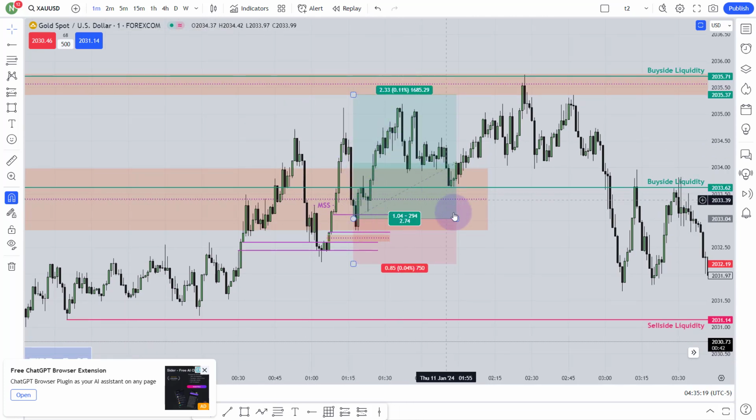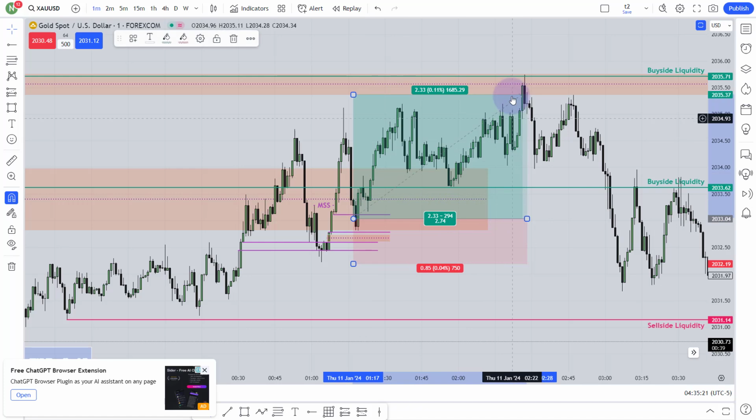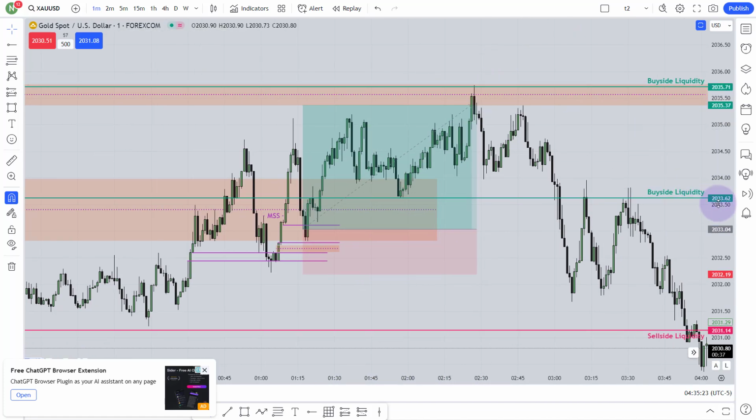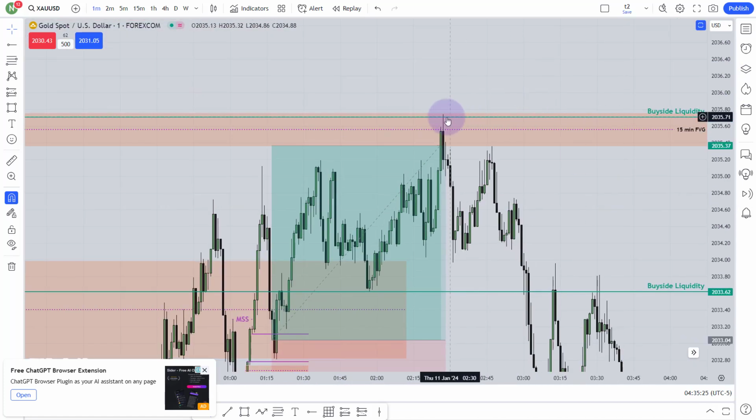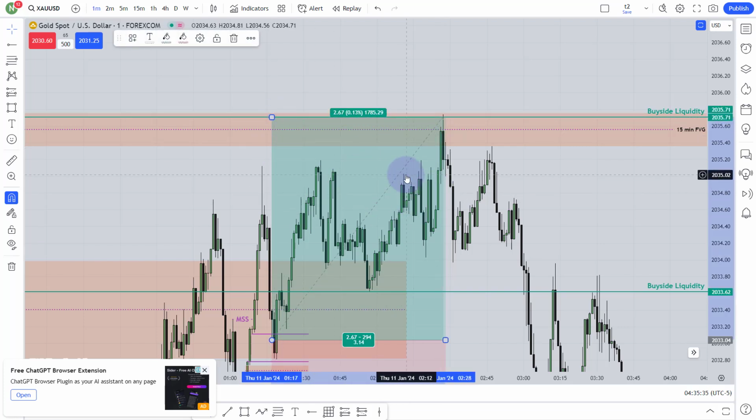Okay, then price consolidated a little bit, and finally it hit my target. Even it went above that buy side liquidity. See, very little run, though it's very little run, but it went above that swing high. So if you even target that, that will also be a perfect entry for you.